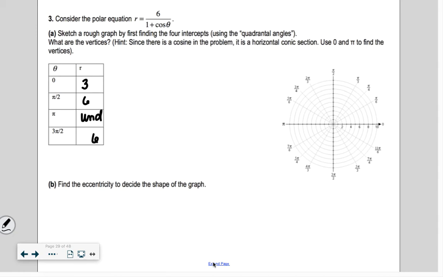I could not do it in my head for some reason. I was like, wait, what? So I have 0, 3: 1, 2, 3. And then I have pi over 2 comma 6: 1, 2, 3, 4, 5, 6. I don't have anything along the x equals pi line. And then 3 pi over 2, I have also 6: 1, 2, 3, 4, 5, 6.